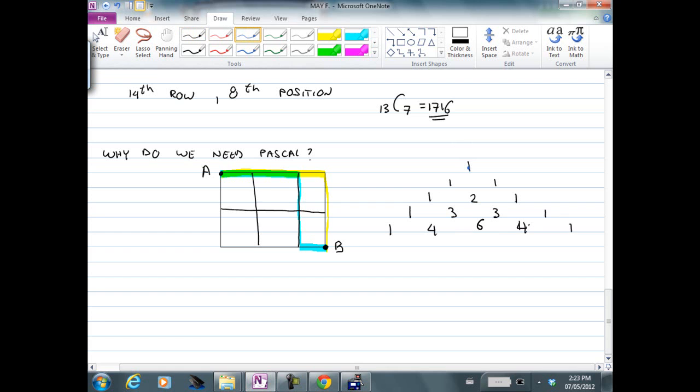Think of Pascal's triangle. Draw a line right through the one. Think of it like a very simple line. Okay, draw a line all the way down. So this looks like a little triangle.